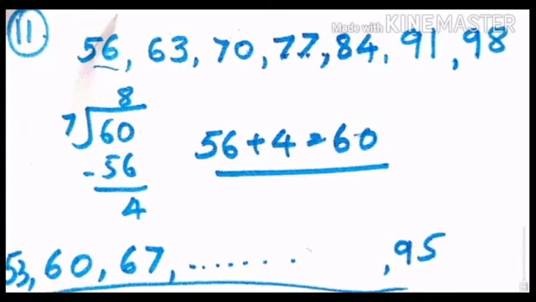But in that case, the first number of the AP which is greater than 50 is 53. Why? Because 7 sevens are 49 plus 4 is 53, then 60, 67 and the last is 95, not 98, because if you do 98 plus 4, it will be more than 100, it will be 3 digits and we need only 2 digits. So 91 plus 4, that is 95, is the last term of this AP. So 53 is the first and 95 is the last. First of all, we have decided this is our AP.